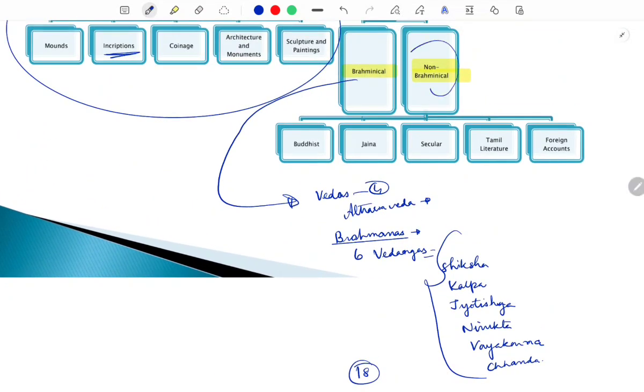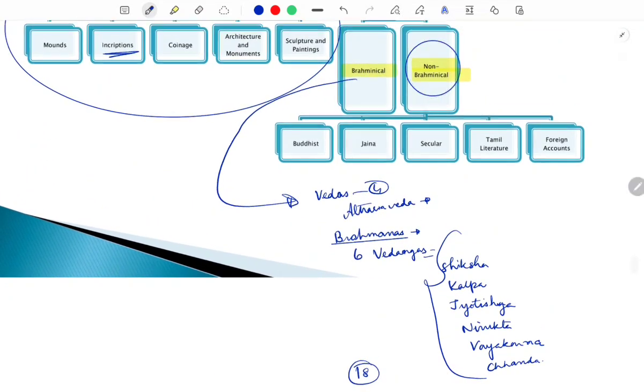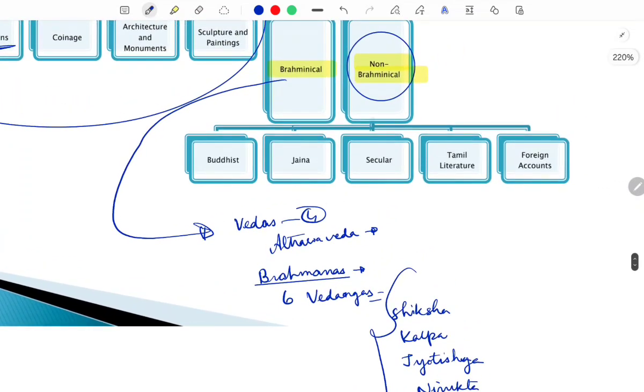The second thing, which we have categorized as non-Brahminical texts or non-Brahminical sources, includes a number of types of literature. The main subjects of this literature are Buddhist, Jaina, secular literature, Tamil literature and foreign accounts. Because of these things, we divide the non-Brahminical texts into several categories.